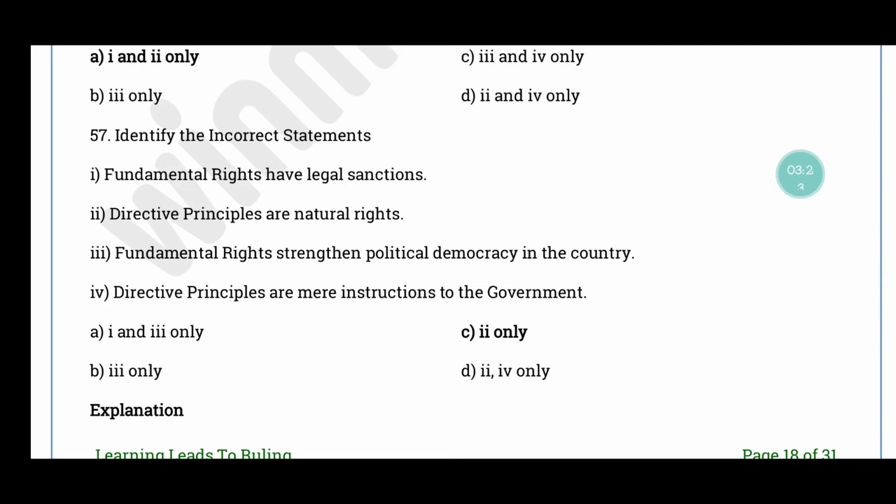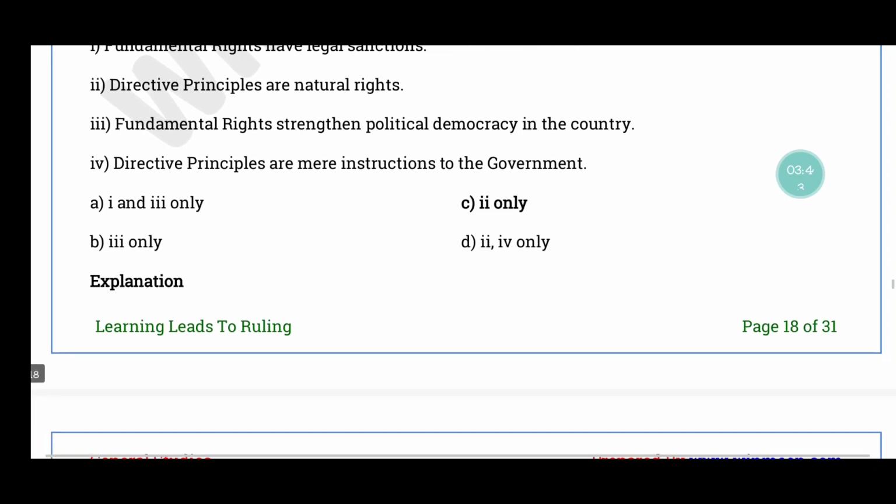Question number 57. Identify the incorrect statements. Fundamental rights have legal sanctions. Directive principles are natural rights. Fundamental rights strengthen political democracy in the country. Directive principles are mere instruction to the government. The correct answer is option C. Statement 2 alone is incorrect.